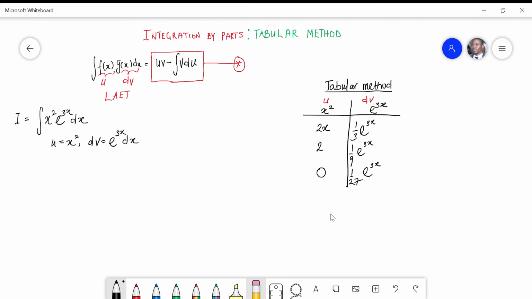The next thing I'm going to do is to add signs to this table. It's like plus, minus, plus, minus, plus, minus. So this is going to be plus, and this is going to be negative.